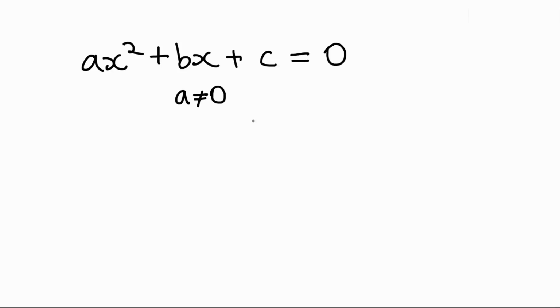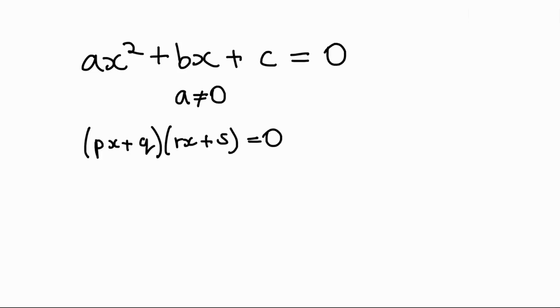And the aim of factorization is to try and get this equation here into this form, which is px plus q multiplied, so they're in brackets, multiplied by rx plus s, and that's equal to 0. And this is much easier to solve in this form than it is in this form. And here, p, q, r, and s are also constants as well.